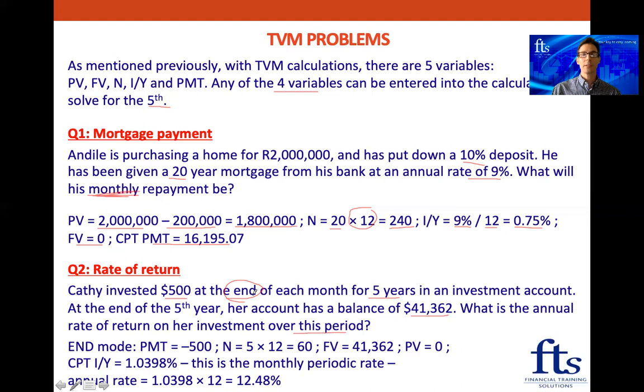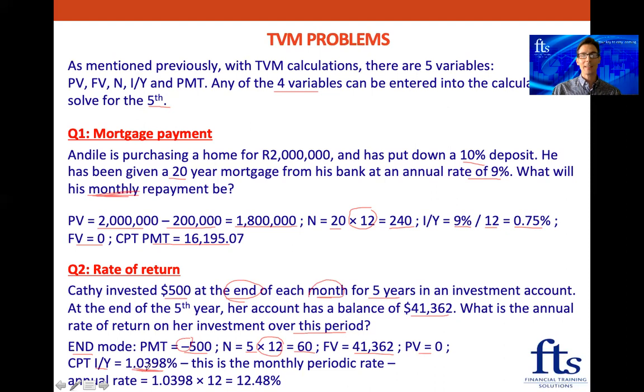So she's investing at the end of each month. So we must make sure we're in end mode. And she's putting in $500 each month. It's each month there. So I made that a minus sign because I like to think of this money as leaving Kathy's pocket. So how many periods are there? Well, she's investing 500 each month for 5 years. So it's going to be 12 periods a year for 5 years. So it's going to be 60 periods altogether. And the account has got 41,362 at the end of the 5th year. She started with nothing. So all we need to do now is hit the I over Y button. And there we go.